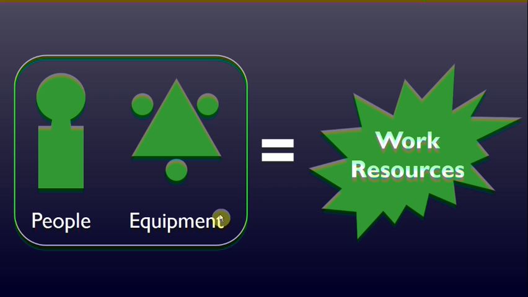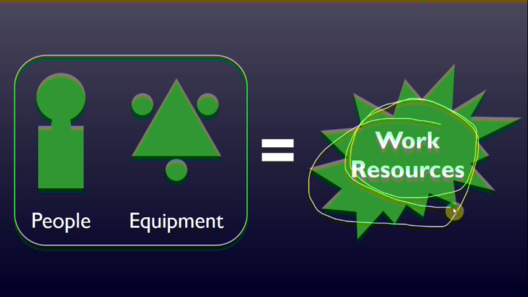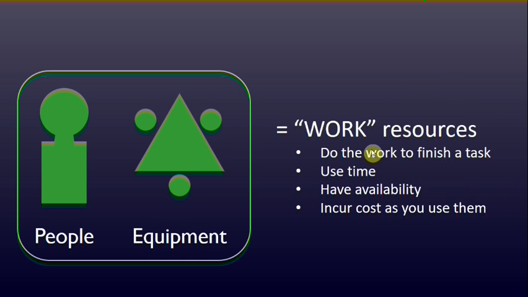And so once again, I just want to make sure that you understand this concept that in Microsoft Project land, people and equipment resources, even though we think of them very differently, because they have so many similarities, they are all under this topic of work resources. And that's what we call both people and equipment in Microsoft Project, work resources. And when you think about it, they both do the work to finish a task. They both use time up.